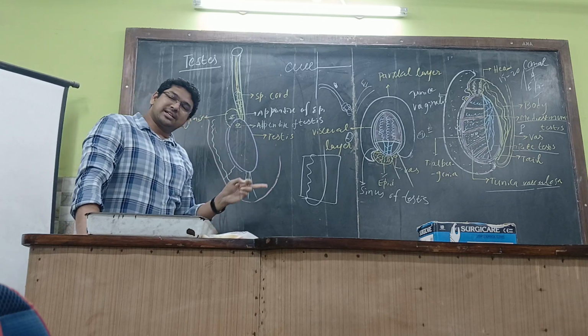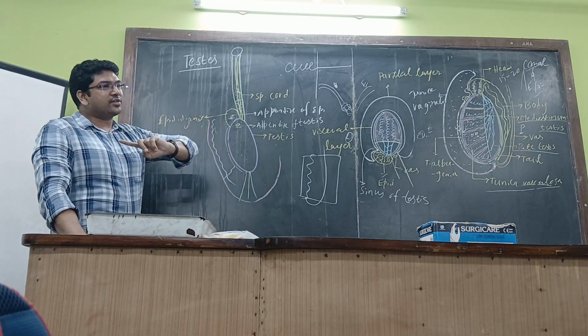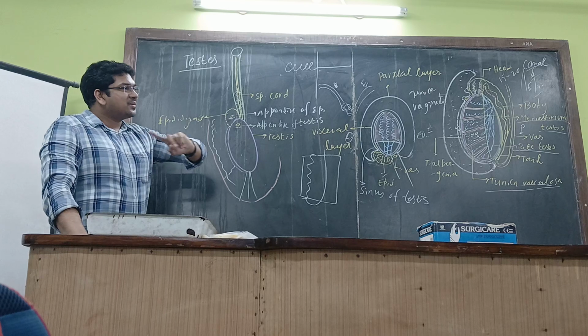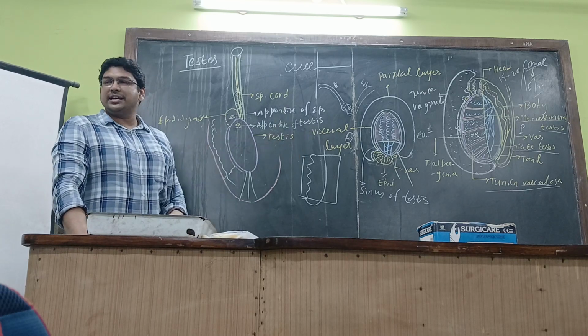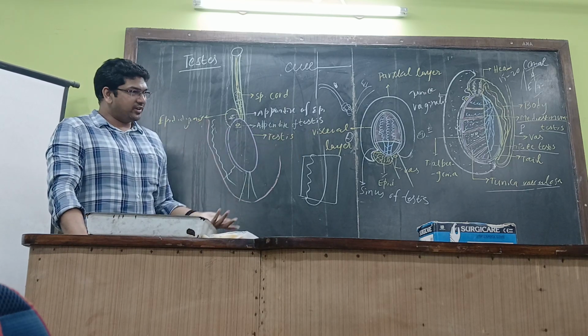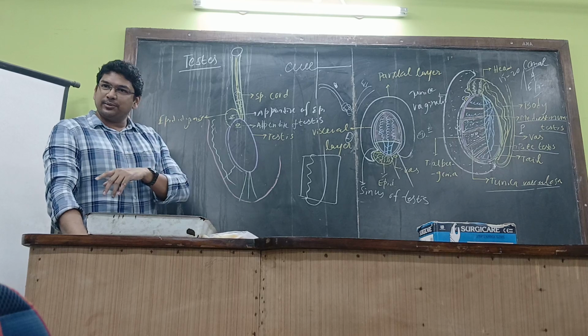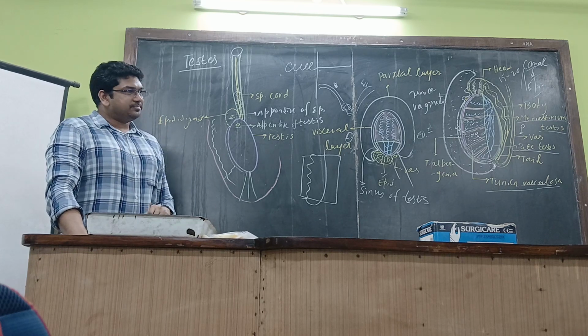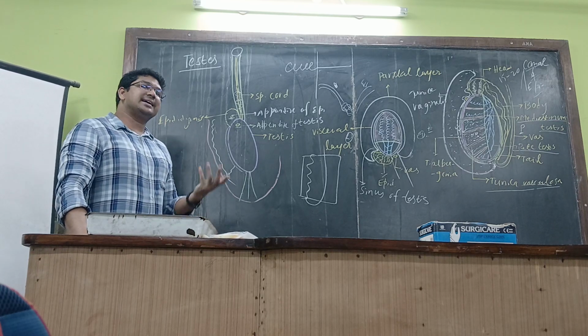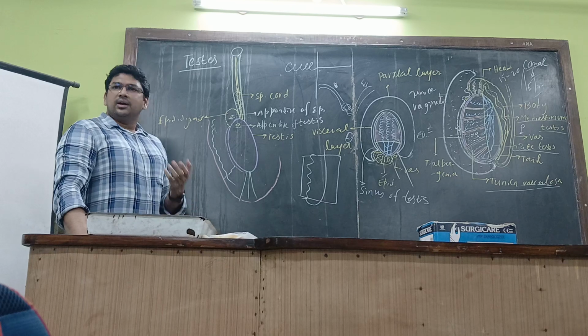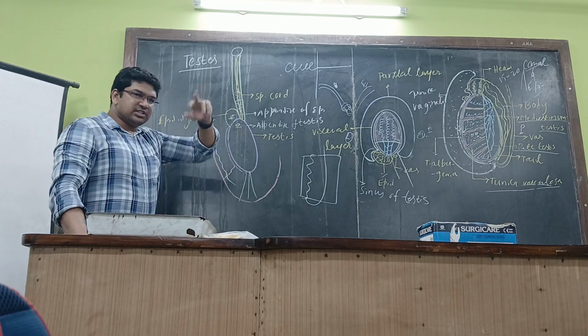So where does the left testicular vein drain into and where does the right testicular vein drain into? The left testicular vein will be draining into the left renal vein. The right testicular vein will be draining into the inferior vena cava. Okay, so on which side will the varicocele be common? Obviously the left side.